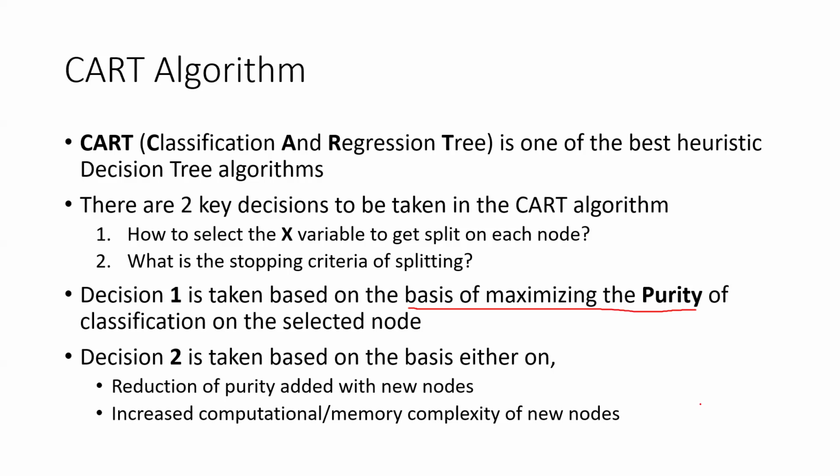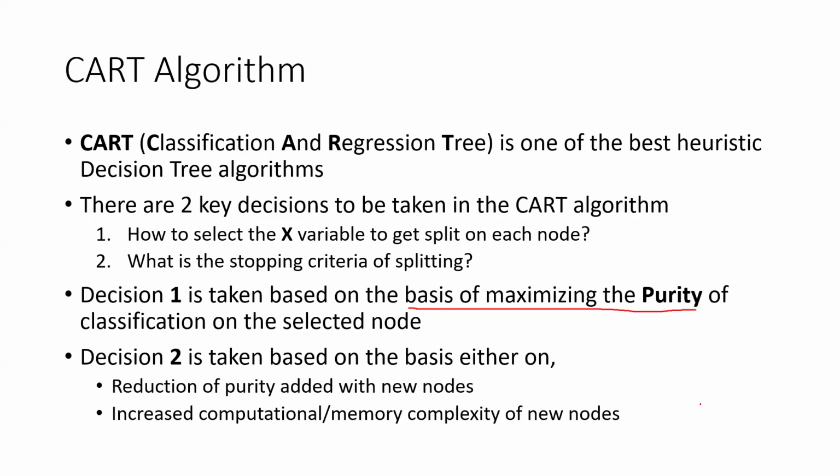You are adding a new node just because you want to reduce the impurity, right? Or you want to increase the purity of the tree, right? So when you are adding a new variable to the tree, that decision, which variable has to be added now, has to be based on which variable would maximize the purity of the decision tree in the current state, right?